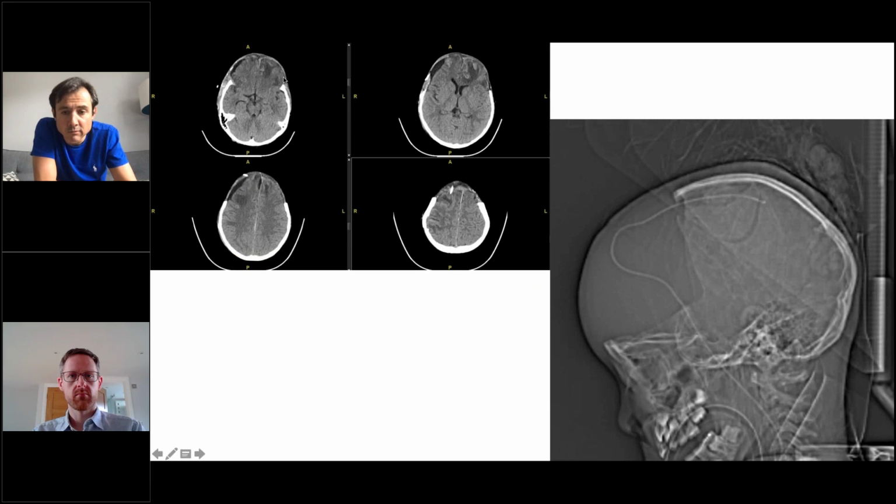So we did this operation, which is basically a bifrontal decompressive craniectomy, where you can see quite nicely on the scout here. I wanted to do the reconstructions, but the computer wouldn't let me. But so we've basically taken away this whole front portion of the skull to allow the brain to swell, essentially, which is what it's doing. So you can see the contusions and the edema within the frontal lobe.